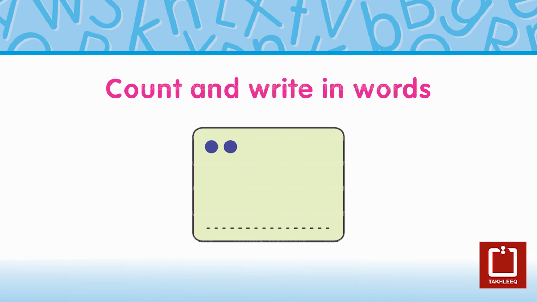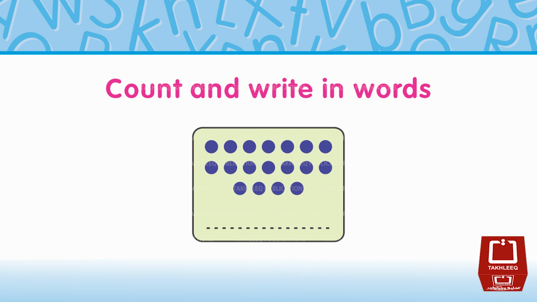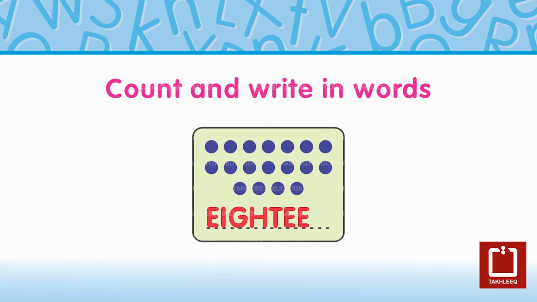1, 2, 3, up to 18. Here are 18 dots. The spellings of 18 are E, I, G, H, T, E, E, N. 18. So we write here E, I, G, H, T, E, E, N.